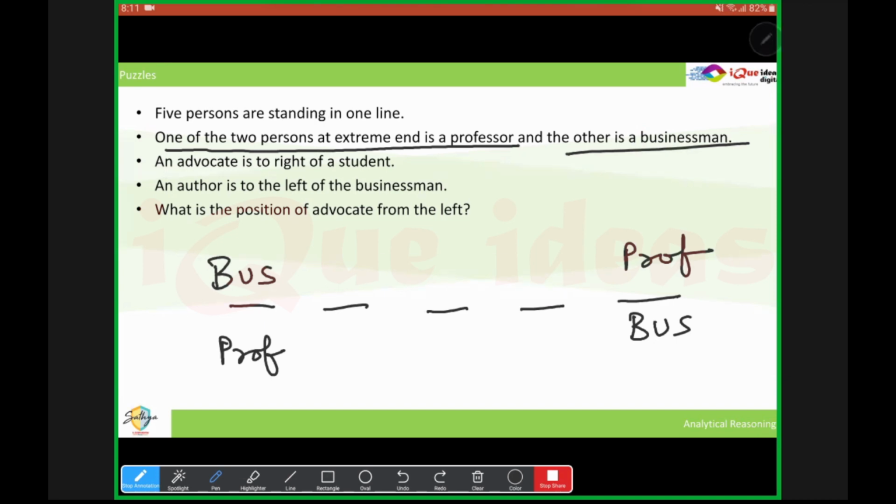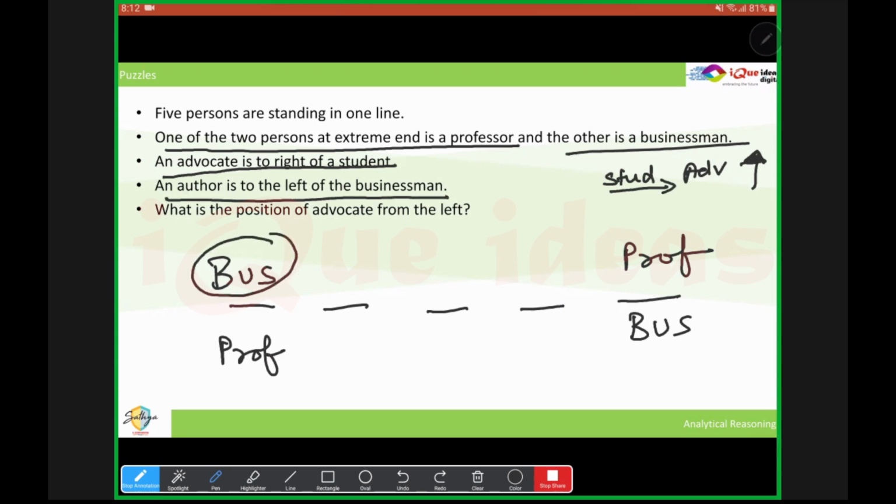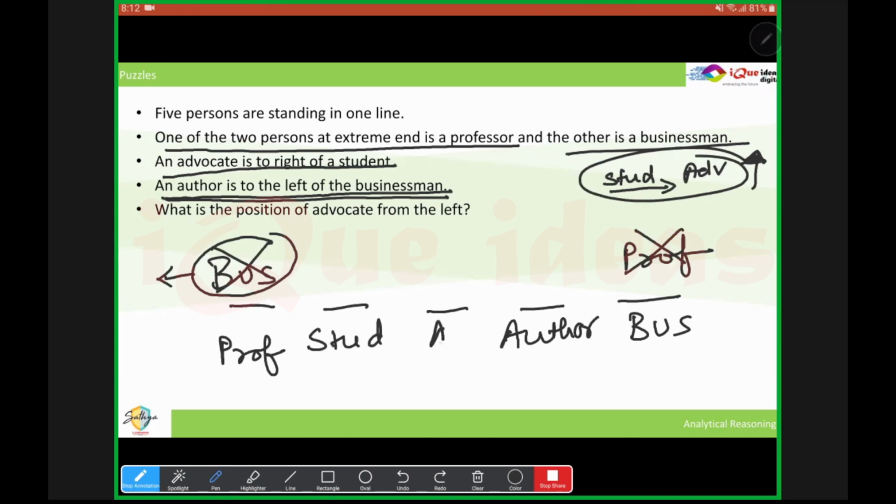Now, advocate is to the right of a student. तो student जहां पे भी होगा उसके राइट हैंड साइड पे एडवोकेट होगा. अब ये नहीं दिया कि ये लोग नॉर्थ फेस कर रहे हैं साउथ फेस कर रहे हैं, सो डिफॉल्ट हम हमेशा नॉर्थ फेसिंग लेंगे क्योंकि लेफ्ट राइट इजी रहता है. Now author is to the left of the businessman. अगर मैं ऊपर वाला अरेंजमेंट कंसिडर करूं तो बिजनेसमैन के लेफ्ट में कोई नहीं हो सकता. And it is given that author is to the left of the businessman, so I eliminate the upper arrangement. So author is to the left of the businessman, तो स्टूडेंट एंड एडवोकेट को फिट करने के लिए मेरे पास एक ही अरेंजमेंट पॉसिबल है.